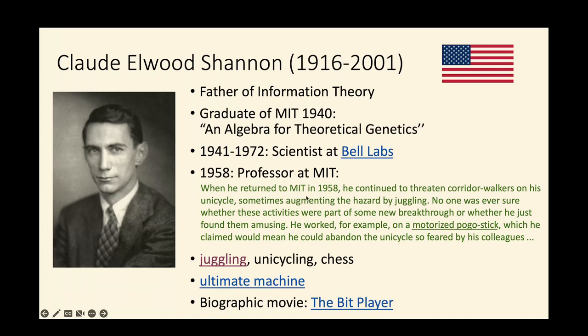When he returned to MIT in 1958, he continued to threaten corridor walkers on his unicycle, sometimes augmenting the hazard by juggling. No one was ever sure whether these activities were part of some new breakthrough or whether he just found them amusing. He worked, for example, on a motorized pogo stick, which he claimed would mean he could abandon the unicycle so feared by his colleagues. So this was a funny guy, and I think he would have loved to have the experience here at this hacker camp. As you just heard, he likes juggling.